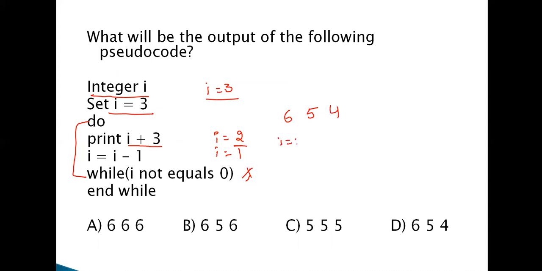I is equal to 0. I not equal to 0. The condition fails, comes out of the loop. So a simple iteration, the answer is simply 654. Simply you have to know how to read a pseudocode. So in this session, we completely discuss pseudocodes.